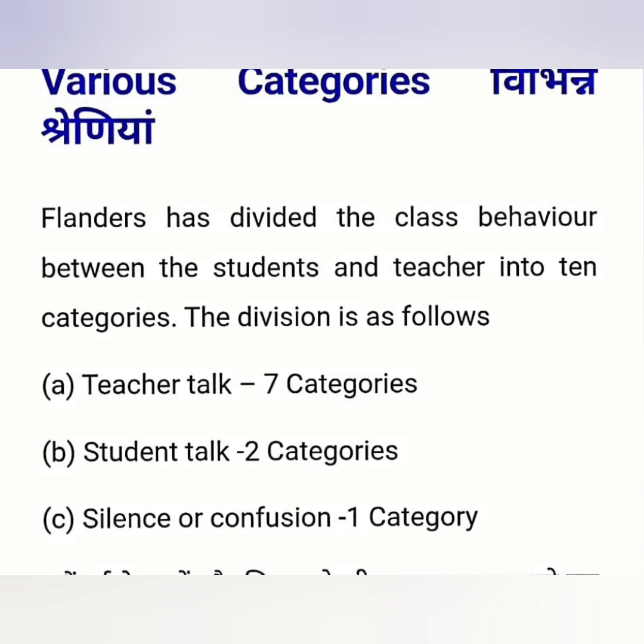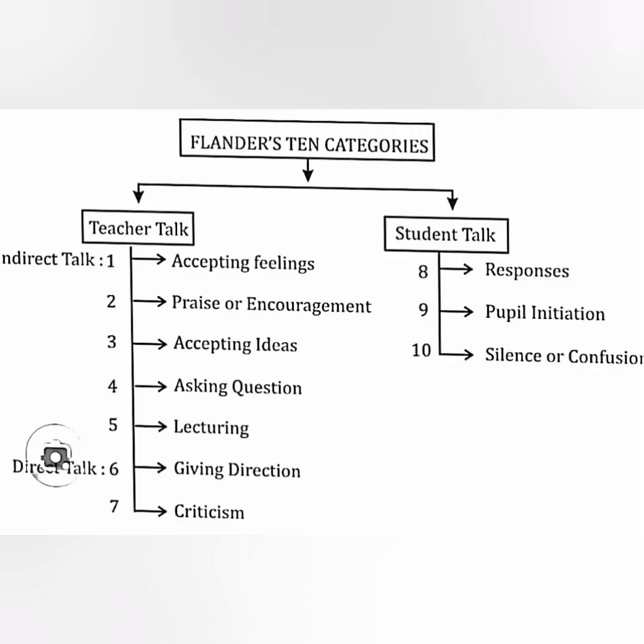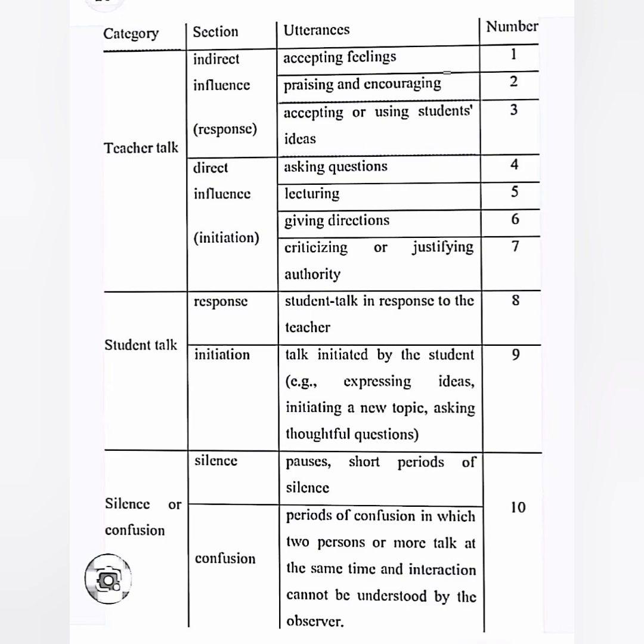Next, praise or encourages. The teacher praises or motivates students. Example: good answer, well done. Third, accepts or uses student ideas. The teacher builds on students' ideas and refers to them. Fourth, ask questions. Teachers ask questions to get students to talk. Fifth, lecturing: giving facts, opinions, explaining or giving information. Sixth, giving directions: giving orders, commands or instructions to students. Seventh, criticizing or justifying authority. The teacher disapproves of students' behavior, criticizes or defends their authority.